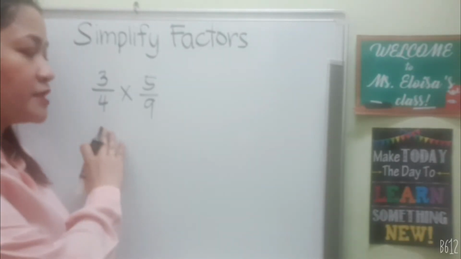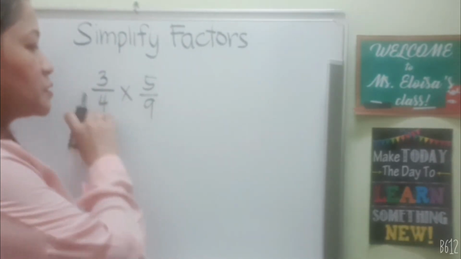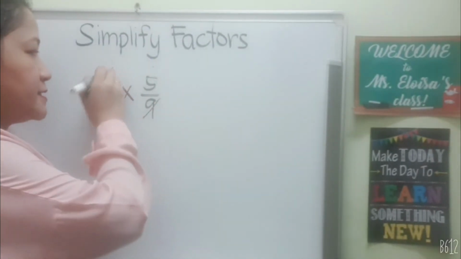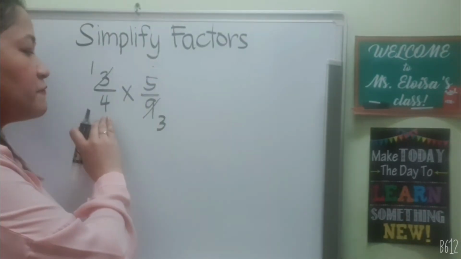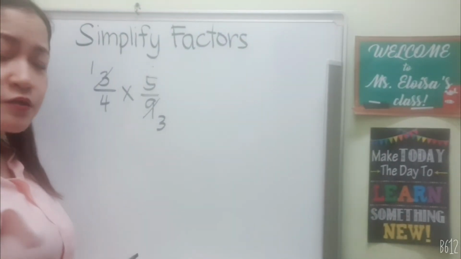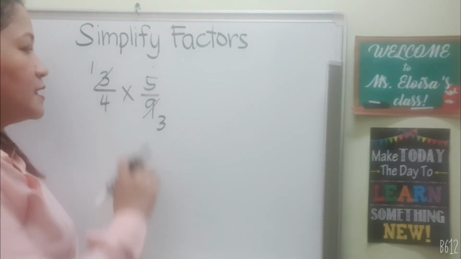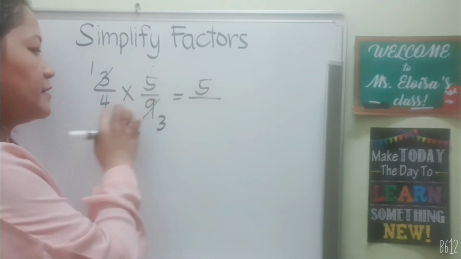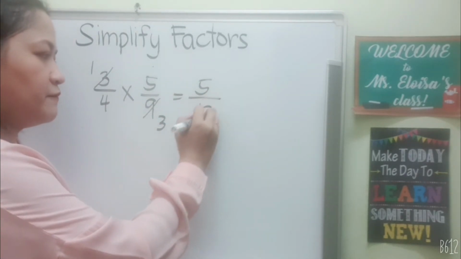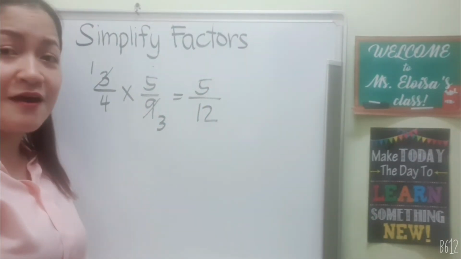Next, 3/4 times 5/9. So 3 and 9, the common factor is 3. So this will be 1 and this will be 3. 5 and 4 don't have a common factor, so leave them. It is now 1 times 5, that is 5. And 4 times 3 is 12. So the answer is 5/12.